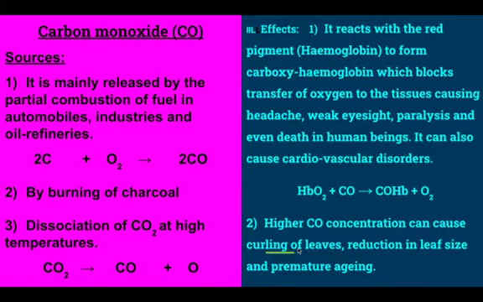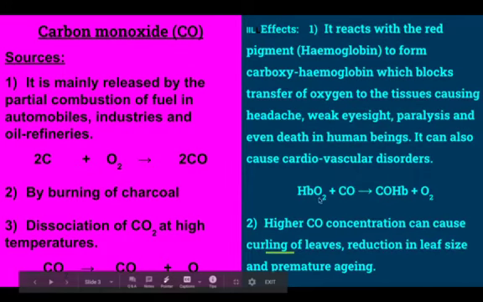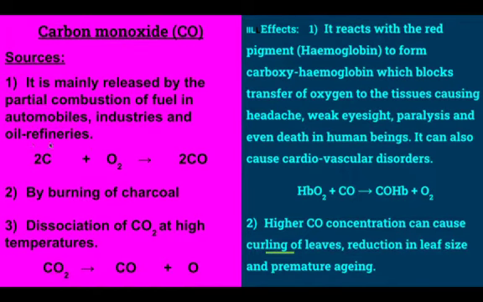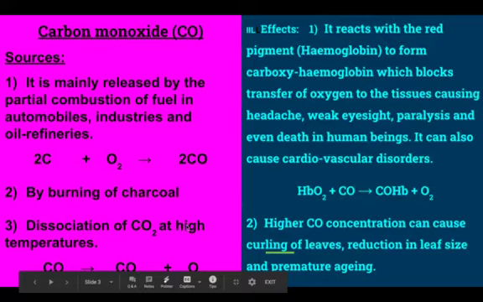Now first let us see carbon monoxide. The major sources of carbon monoxide are the partial combustion of fuel in automobiles, industries and oil refineries. When partial combustion takes place, carbon combines with oxygen forming carbon monoxide. Then burning of charcoal and dissociation of carbon dioxide at higher temperatures. When carbon dioxide dissociates at high temperatures, it results in the formation of carbon monoxide and oxygen. So these are the major sources of carbon monoxide.